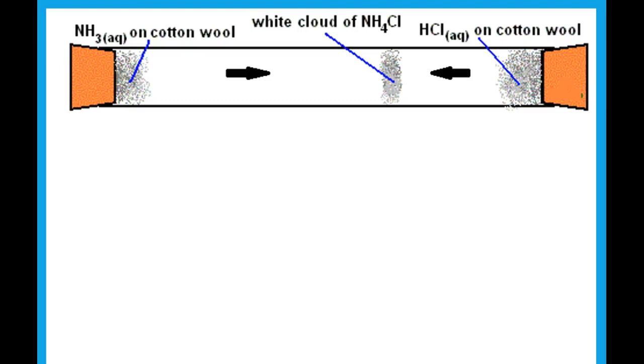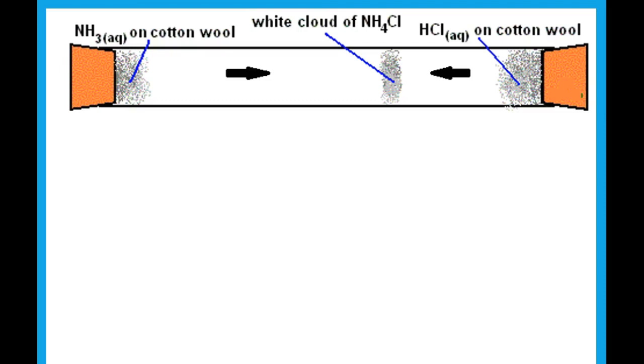Now, if they're moving at the same rate, theoretically, they should meet in the middle, but actually they do not meet in the middle. They meet near to the HCl, and when the ammonia meets with the HCl, it forms a white cloud of ammonium chloride, and we find that this white cloud is nearer to the HCl. What does that tell you? Which one is diffusing faster? If we meet nearer to the HCl, that means the HCl particles are moving slowly, and it is the ammonia particles that are moving faster.